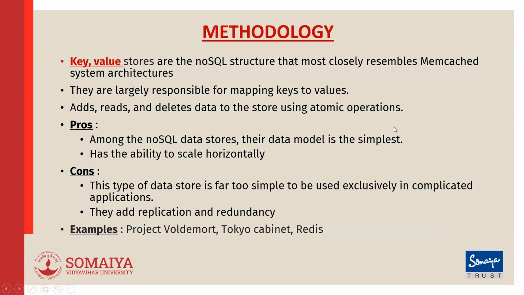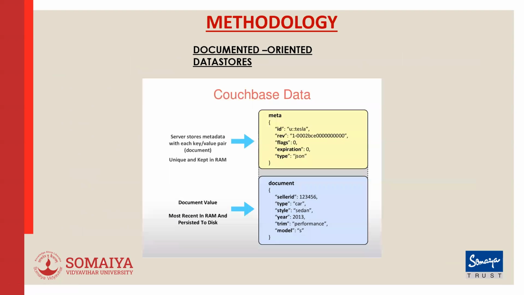Advantages of key value stores would be, among all the data stores, this data model is the simplest. And also they have the ability to scale horizontally. The disadvantages would be it is far too simple to be used exclusively in complicated problems, and they also add replication and redundancy. You have a few examples: Project Voldemort, Tokyo Cabinet, Redis.